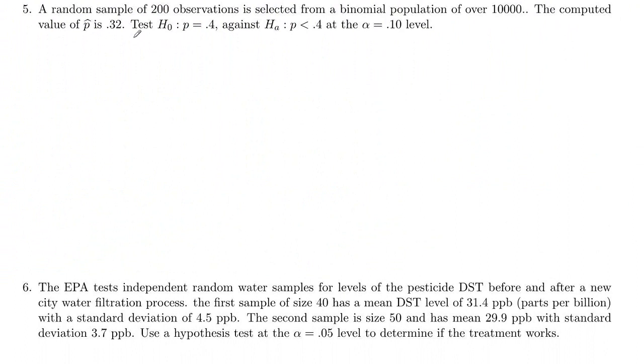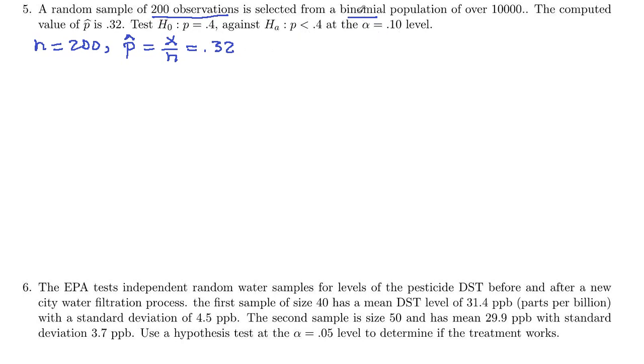And then problem number 5 here, we've got a random sample of 200 observations. That's going to be our n. So n is 200. Is selected from a binomial population of over 10,000. And the computed value of p hat is 0.32. So instead of giving us successes, they're giving us p hat. So p hat, which is x over n, is equal to 0.32. And then we're testing p equals 0.4 against p less than 0.4 at the alpha equal 0.10 level.